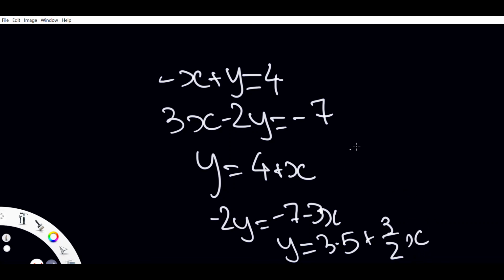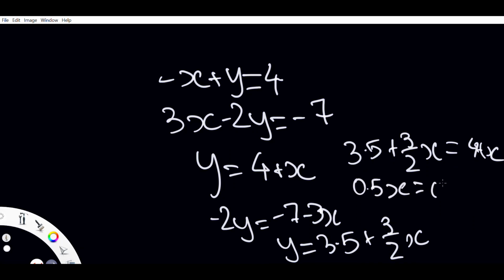So now if we substitute it in, this one's more complex: 3.5 plus 3 over 2x is equal to 4 plus x. Now all we need to do is add to some sides and multiply to some sides. So 4 minus 3.5 gives us 0.5, and 3 over 2x, which is 1.5x, minus x is equal to 0.5x, is equal to 0.5. Which means that x is equal to 1.